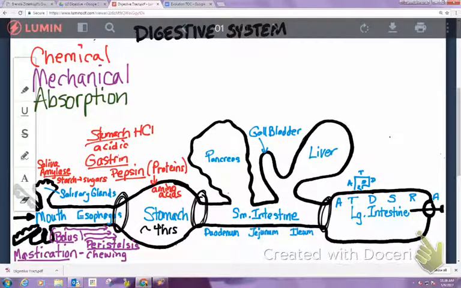Is that black or green? That's black because we're not talking about absorption. So just a normal color? Just any color, yeah.